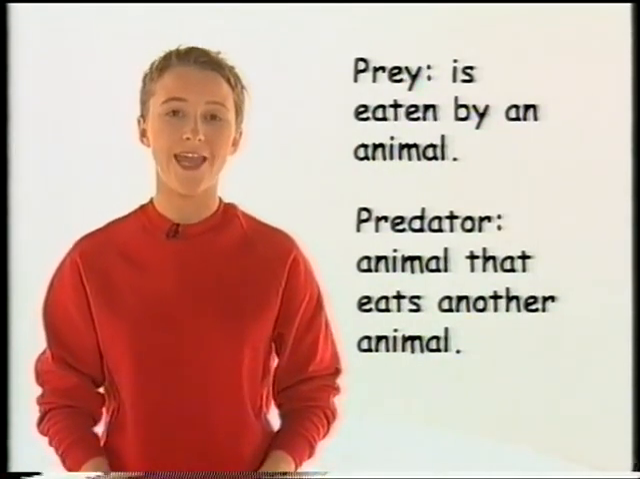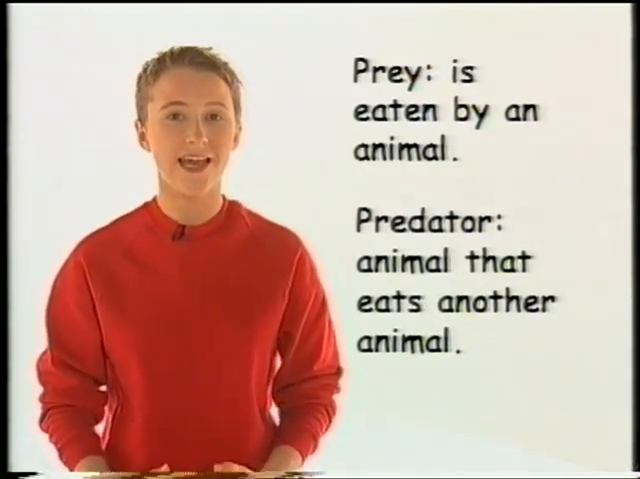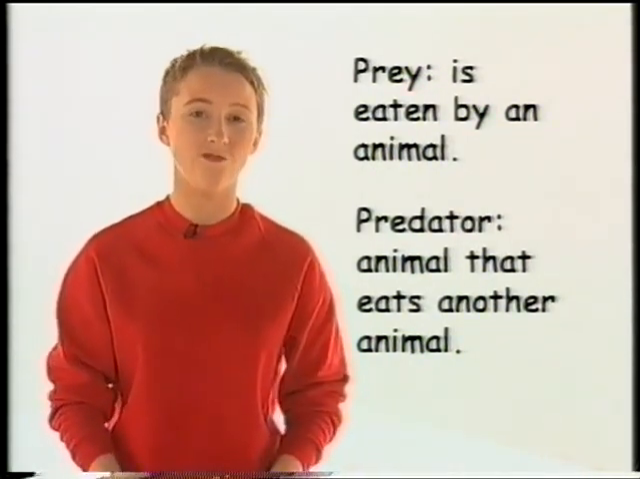Some animals can be prey and predator at the same time, like some birds. They can eat animals like snails and they can get eaten by other animals like cats or even bigger birds.